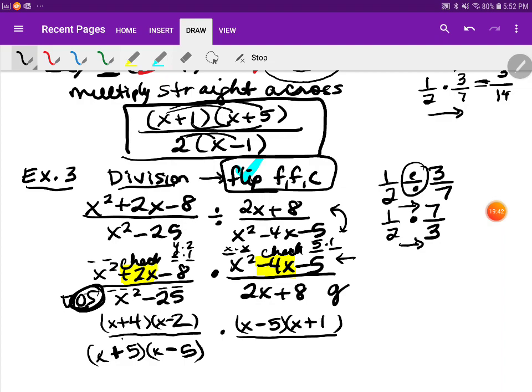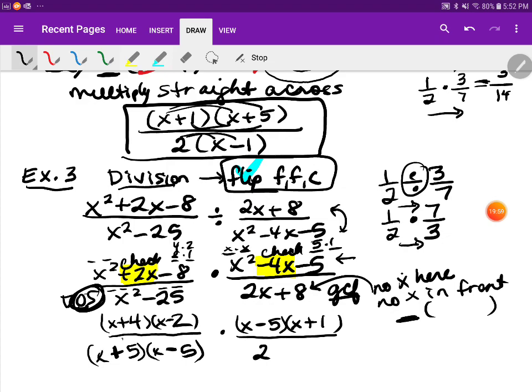And then the denominator is a GCF. Again, there's no letter next to the 8. So there's no x here. That means you don't put an x in the front. So when you do something like this, you don't put an x in the front if there's no x in any of the terms.